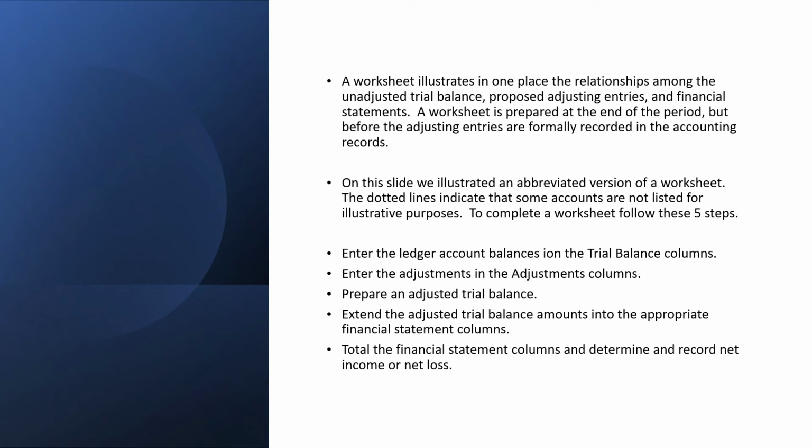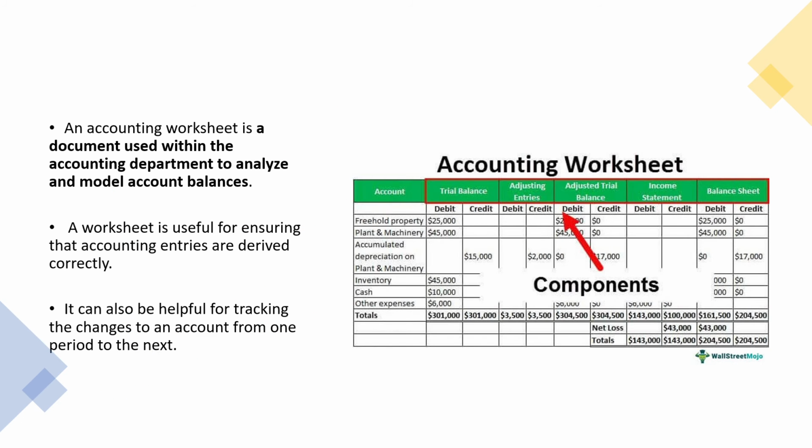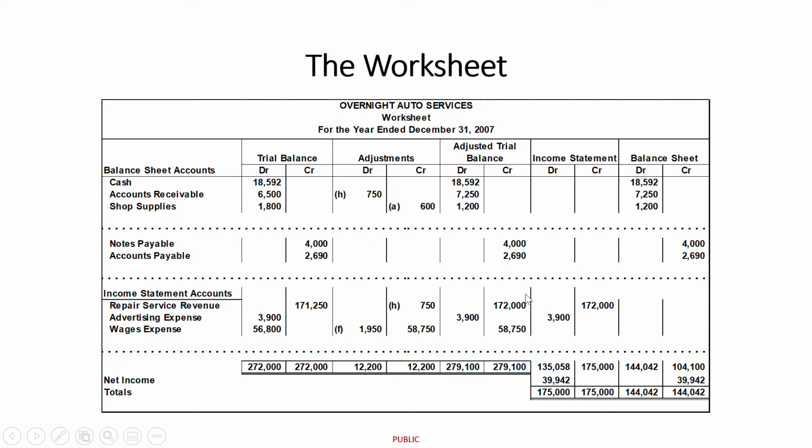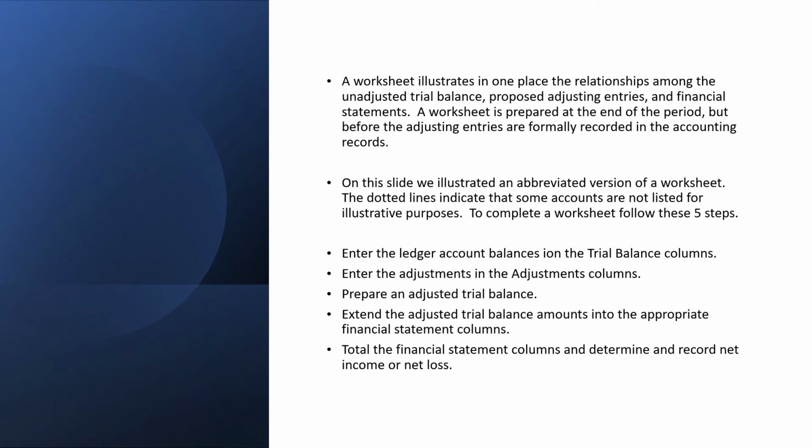Then you have to enter the adjustments in the adjustment column. This is according to the previous slide. In my previous slide, I told you that you have to fill these components, and some boxes are empty, as you can see. This is the explanation here, that all the information like the trial balance, adjustment column, adjusted trial balance, then the income statement and finally the balance sheet should all be recorded. Then you will be able to calculate and complete your worksheet.